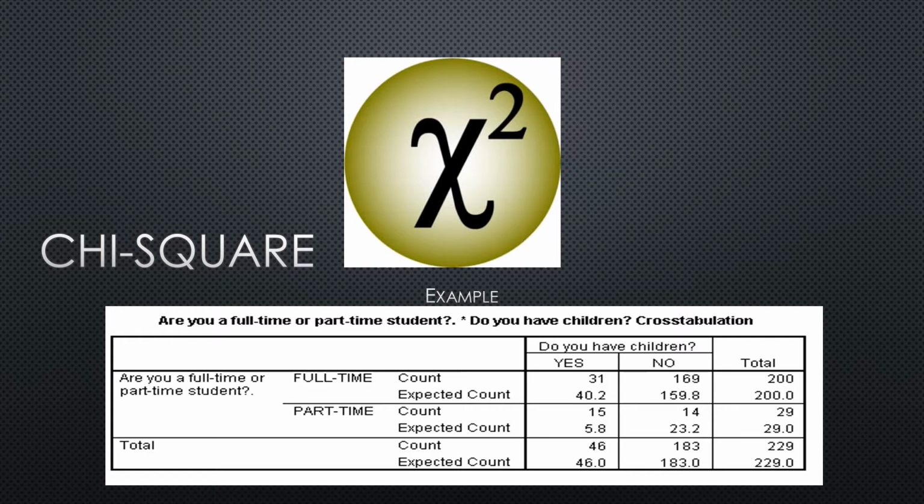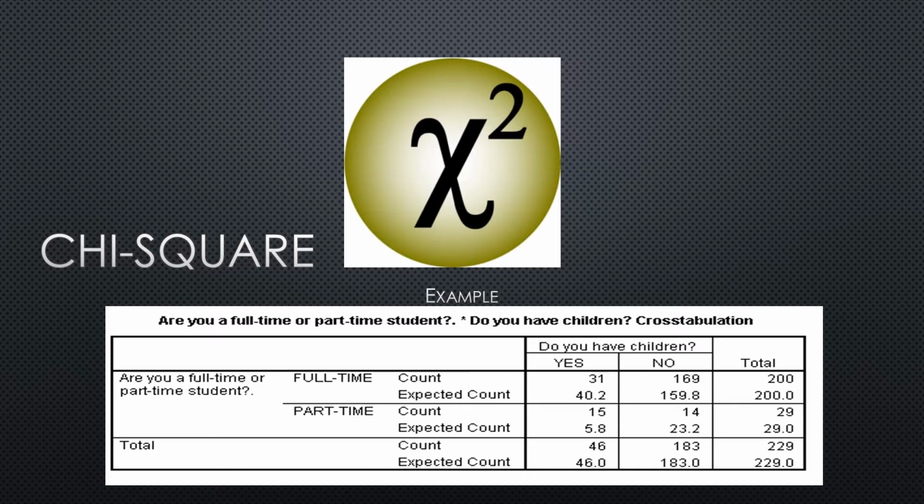Now what chi-square is going to be looking at is very straightforward. The counts are the O's. So that means 31 people are full-time with children. That's the O. Here's what we would expect to find if there were no differences. We would expect to find or to have 40.2.